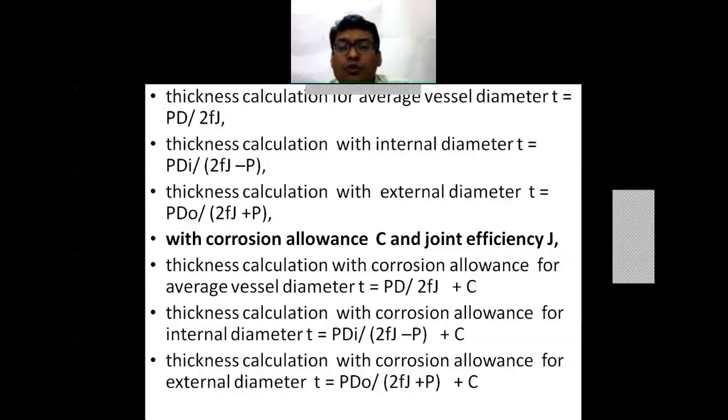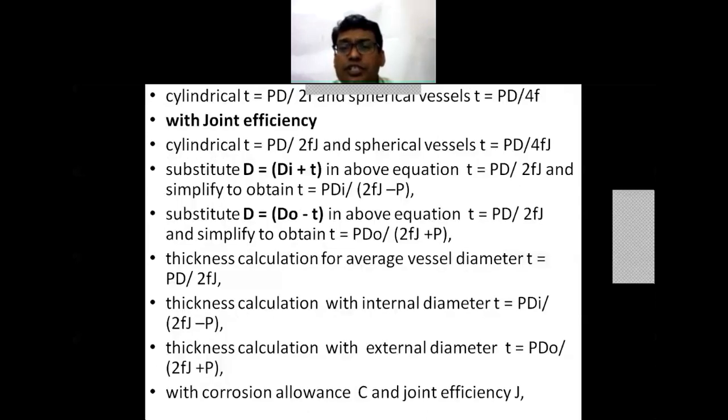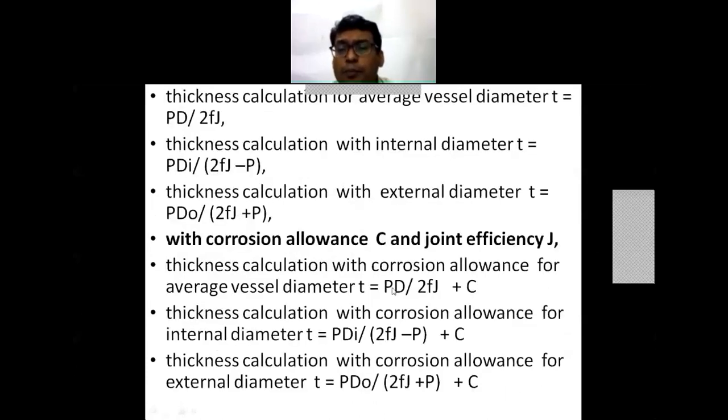Then the thickness calculation with the corrosion allowance for the internal diameter. The previous equation, which is P Di upon 2fJ minus P, is modified by adding C. Similarly, for the thickness calculation in terms of the external diameter Do.